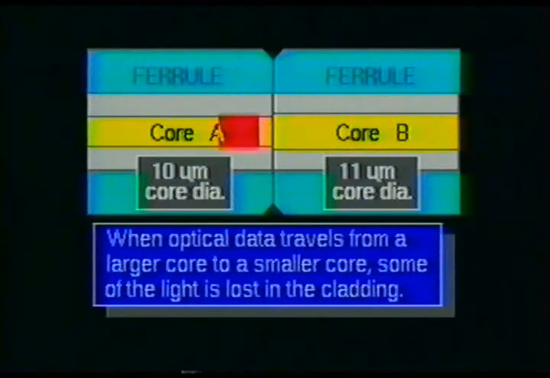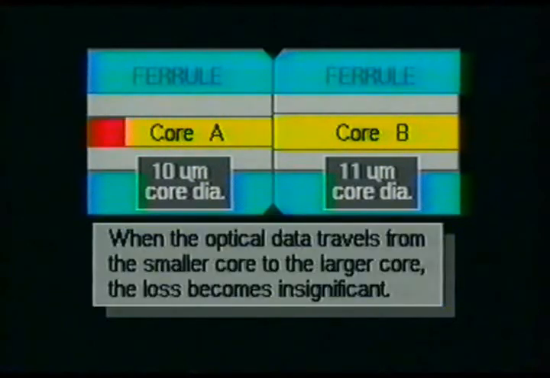Connector losses also occur if the core diameters do not match exactly. For example, if a fiber cable with a core diameter of 10 micrometers is mated to a second cable with a core diameter of 11 micrometers, the loss encountered would be approximately 0.6 decibels. This of course assumes that the light is traveling from the larger core diameter to the smaller core diameter. However, if the light is traveling from the smaller core to the larger core diameter, this loss would become insignificant.